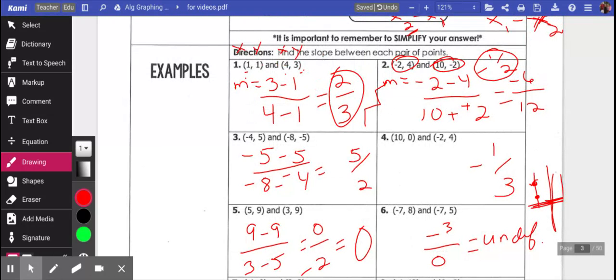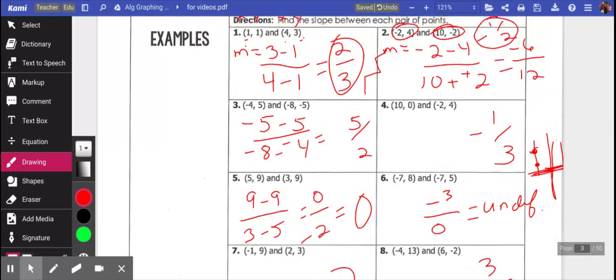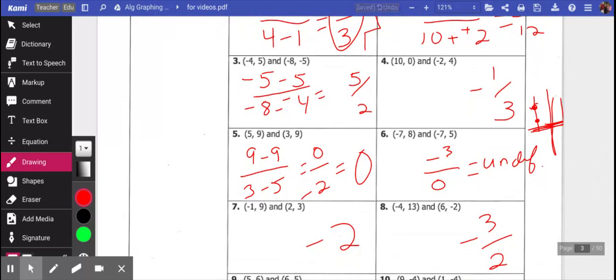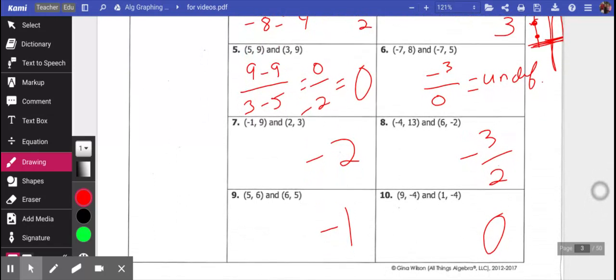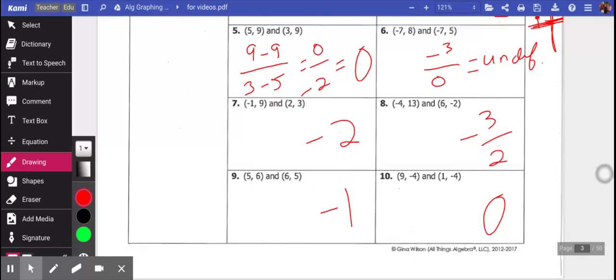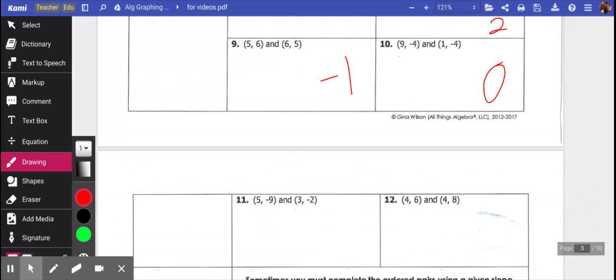Okay, on 7 and 8, you should have gotten -2 and -3/2. So double check your work if that's not what you got. And then 9 is -1, and 10 would be another 0. Okay, and then 11 and 12, go ahead and do those.